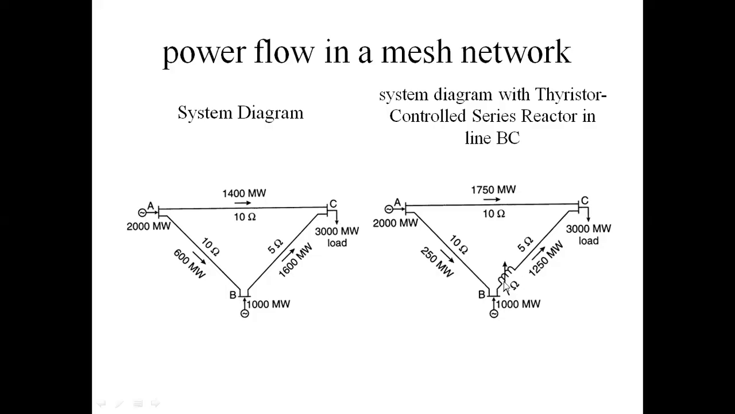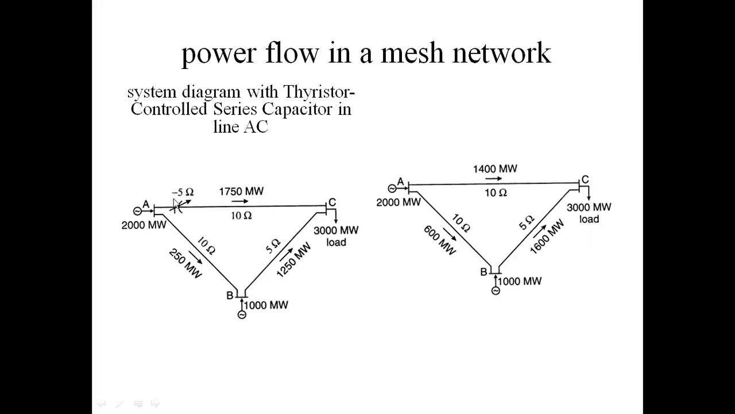Here we are adding a series inductance, 5 ohms. Next here, 7 ohms. When increasing the reactance by adding series inductance, the power flow capacity automatically decreases, because power is inversely proportional to reactance. Now the power flowing is 1250 megawatts. Previously we added capacitance and the power flow capacity increased.